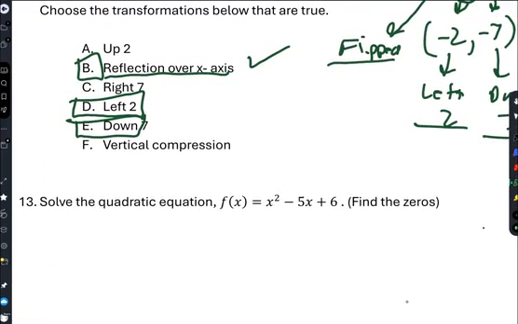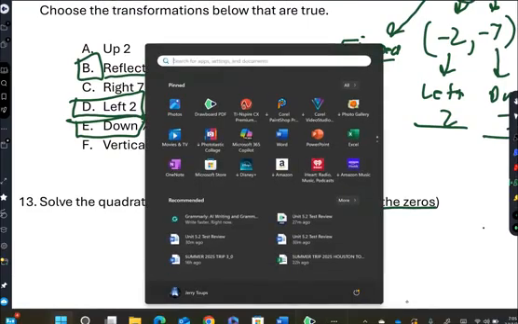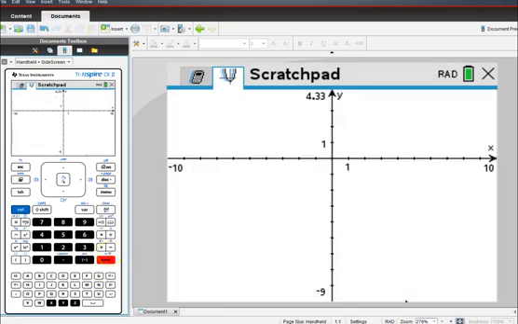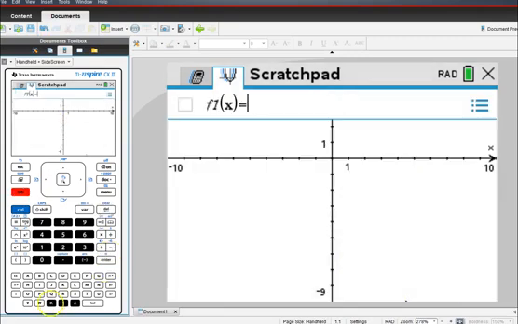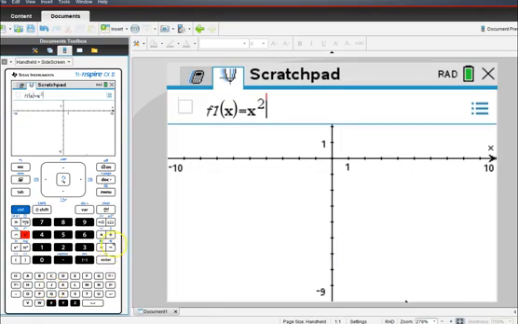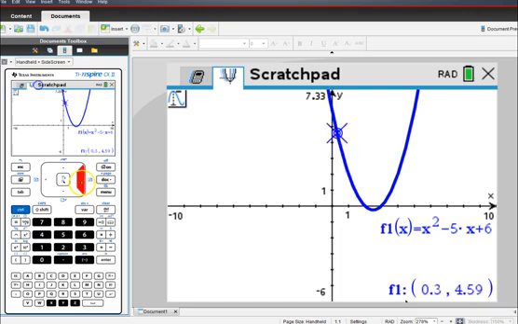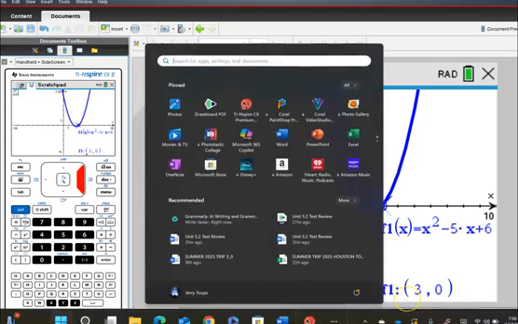And lastly, solve the quadratic, find the zeros. We could graph this and trace it, can't we? So I'm going to go to my calculator. Get my calculator up, hit delete, delete, delete, and then do x, hit tab, and I'm going to graph x squared minus 5x plus 6, hit enter, and then I'm going to do menu 5-1, hit the right arrow button. I have 2, 0, and I have 3, 0. The 2 and the 3 are my zeros.